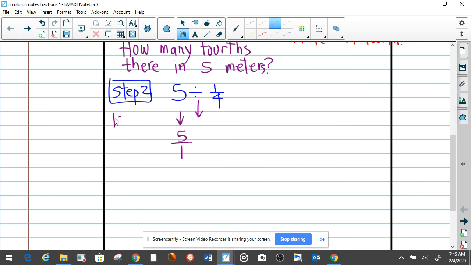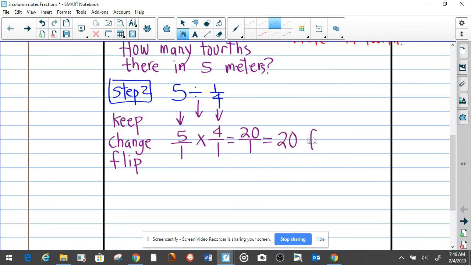So we're going to keep the first fraction the same, change the division symbol into a multiplication, and then we're going to flip. Remember this, write this in your notes to remind you. We're going to flip this fraction. So now we're going to have the 4 as the numerator and the 1 as the denominator. 5 times 4 equals 20, and 1 times 1 equals 1. And you know that 20 divided by 1 equals 20. So there's going to be 20 fourths of rope in 5 meters of rope.